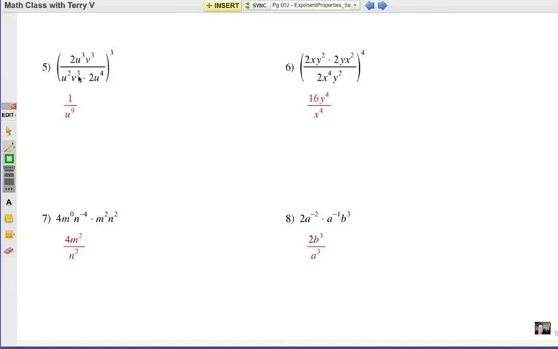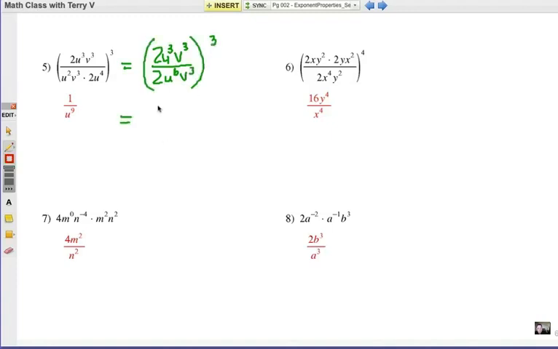Number 5, first of all, let's go ahead and combine this denominator here. And so we would get the 2u to the third, v to the third on the top. And this would give us 2u to the 6th. Let me write that down. And the v to the third is going to stay v to the third. And all of that is being raised to the third power, as it's shown here.